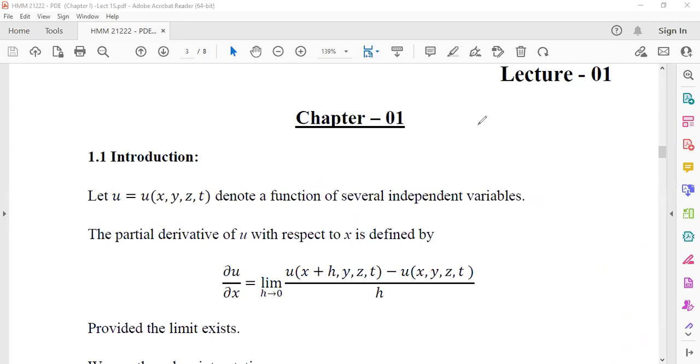In this introduction, they use u equals u of x, y, z, t. So how many dependent variables, how many independent variables? Can you answer me? Please answer as quickly as possible. Even 1 or 2 people is enough, but I'm expecting everyone to answer. If I get a quick answer, I can go quickly. What is the dependent variable? What are the independent variables?